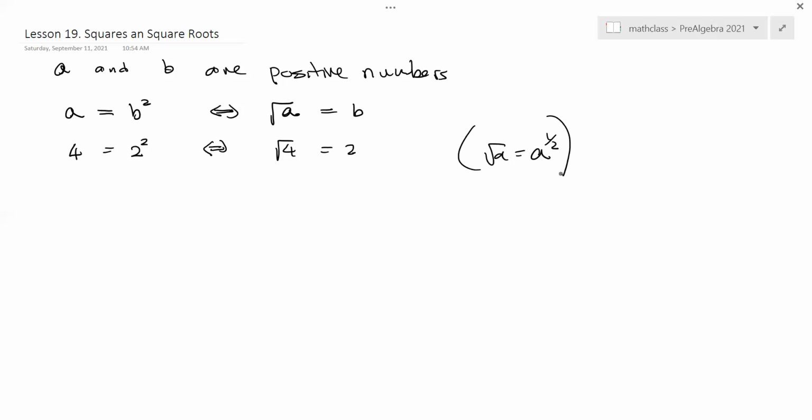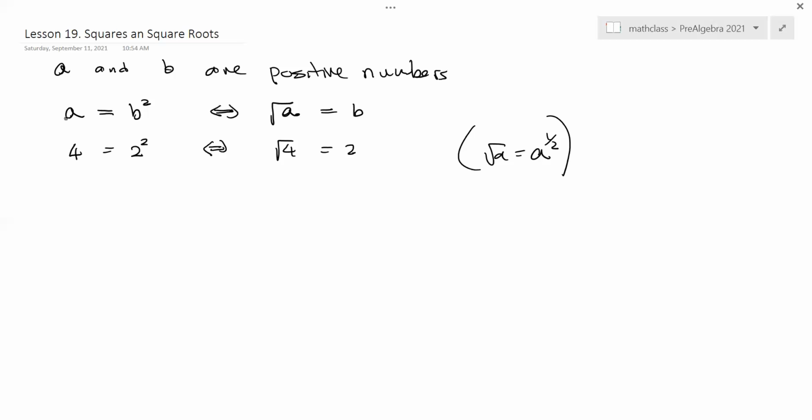And you know what square root of a is? Square root of a is going to be the number b whose square is equal to a. You can also read it like that, because b squared equals a. So square root of a is a number whose square is going to be equal to a. And that's the definition.